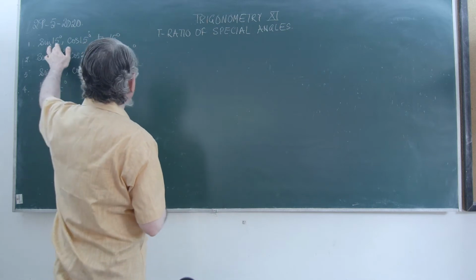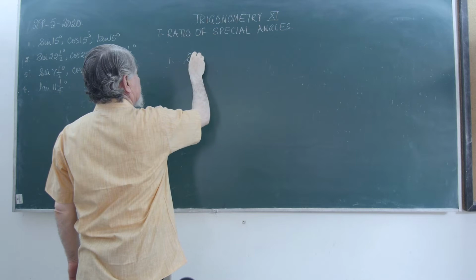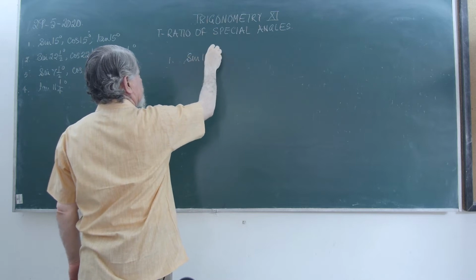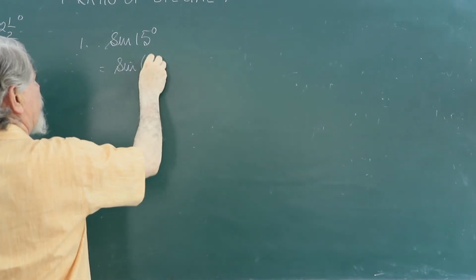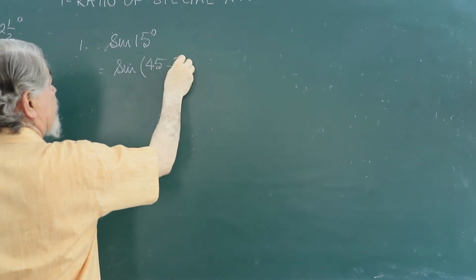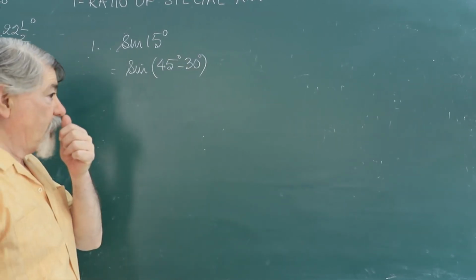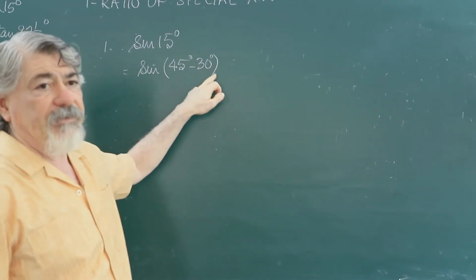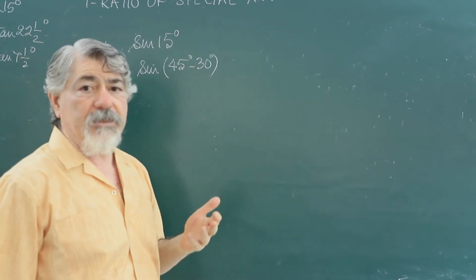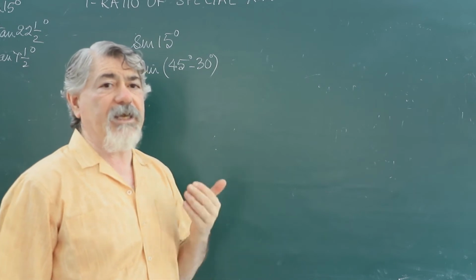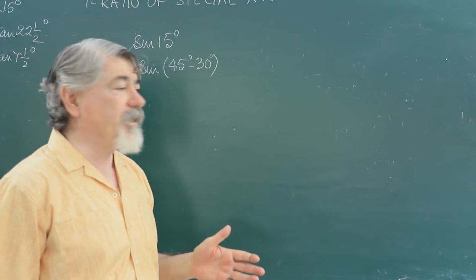So first thing is simple. If I need to calculate sine 15, it could be written as sine 45 minus 30 degree. Why? Because you are aware of the value of sine 45 as well as sine 30 or cos 45 and cos 30. So we can express sine A minus B in terms of sine A cos B and cos A sine B.